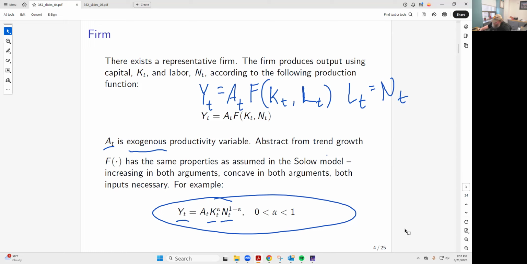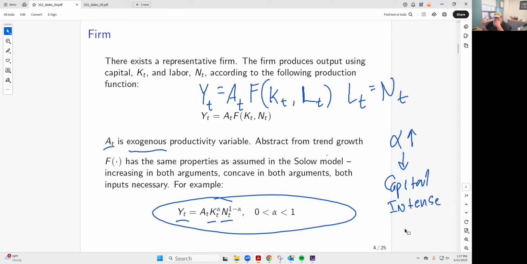And so you can imagine that if alpha is high, if alpha is large, then capital is going to be more important for a particular firm. And so this might be capital intense. We might call that capital intense.